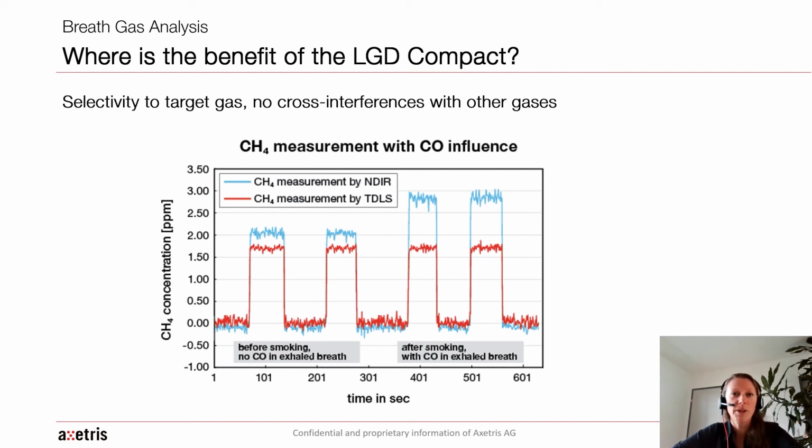Another optical spectroscopy method is NDIR. This is the blue curve. And here a broadband source and a filter are used instead of a laser. However, this filter cannot limit the measuring range as precisely as we can do for TDLS. And therefore, there is often interference from other gases that are close to the target gas. And this can be seen very well in the measurement after smoking, where the CH4 content rises.